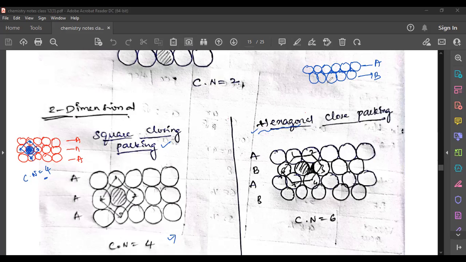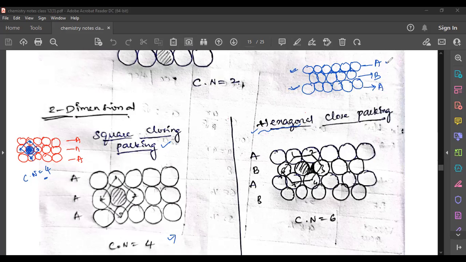Where will we place the third one? In the depression of the second, right? So this is a depression of the second. This is also a depression of the second. So we'll place the third row like this. That means if you see the first one and the third one, both are the same, right? The first row of arrangement and the third row of arrangement are the same. So again, we'll call it an A.